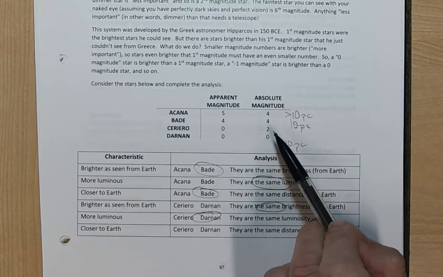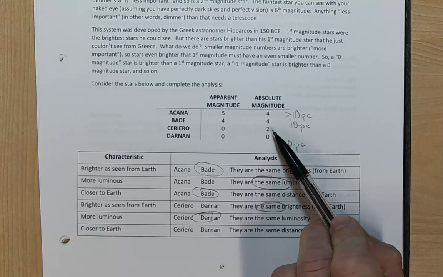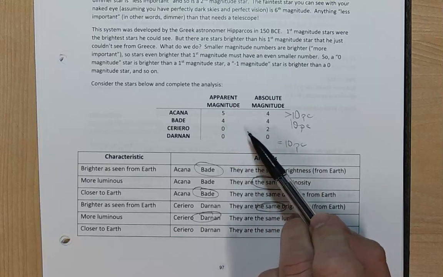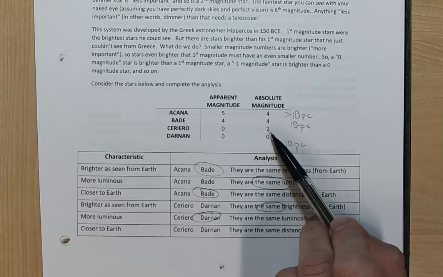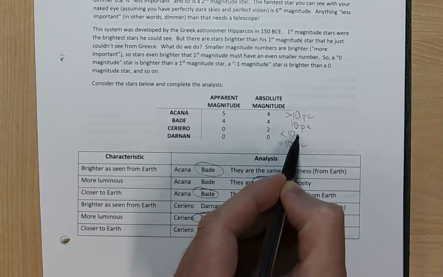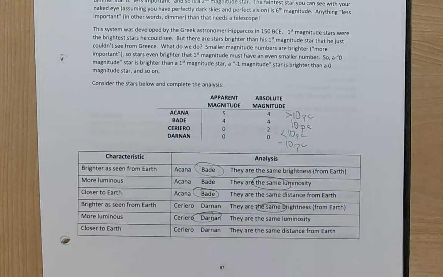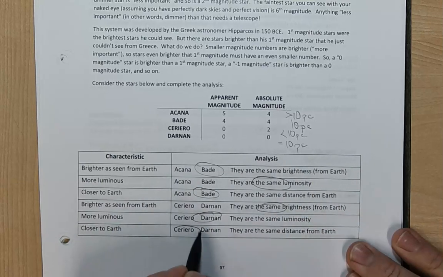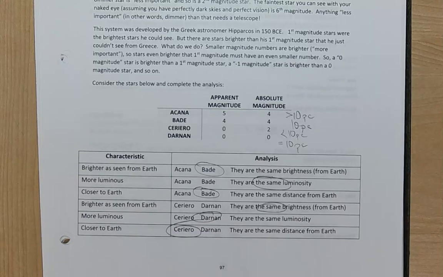All right. If Ceriero were 10 parsecs away, it would look 2nd magnitude. But actually, it looks brighter, right? If it looks brighter than it would look from 10 parsecs, then it must be closer to us than 10 parsecs. Right? If it appears brighter, it must be closer to us. So which one is closer to us? Less than 10 or 10? Less than 10 has a closer distance.